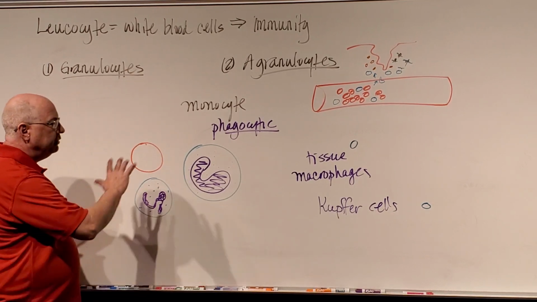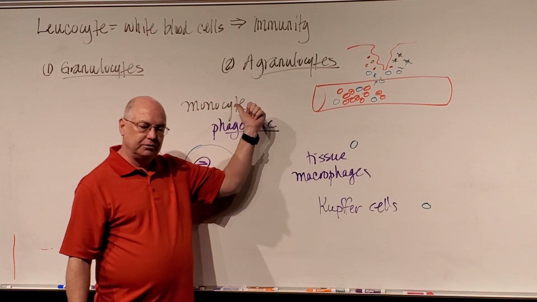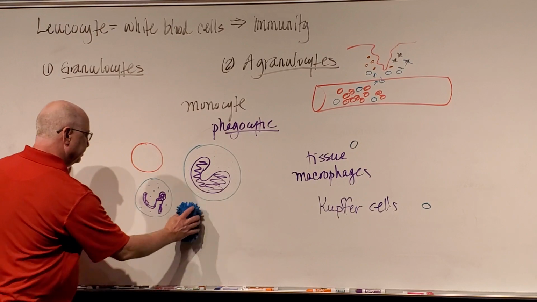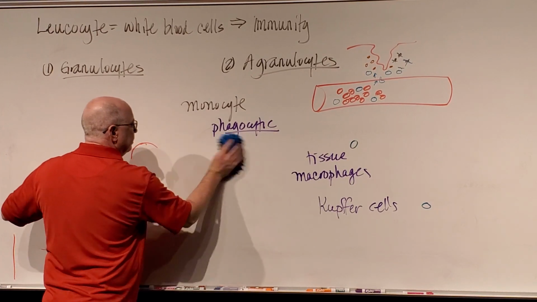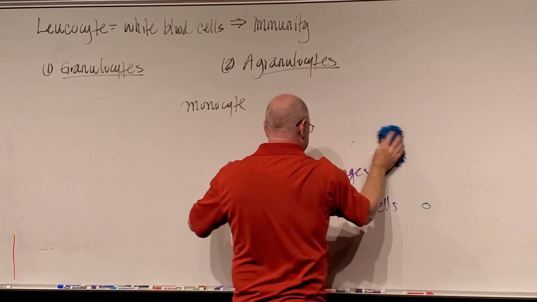Now, I'm done with macrophages for now. Know that they're highly phagocytic. Inside the bloodstream, they're called monocytes. In the peripheral tissues, they're called macrophages. Know the three subtypes. Finally, the last of the agranulocytes are called lymphocytes.